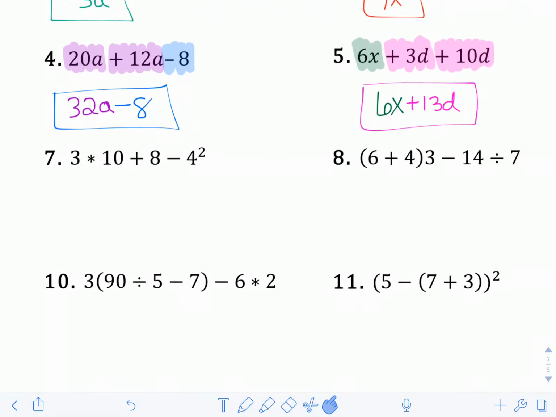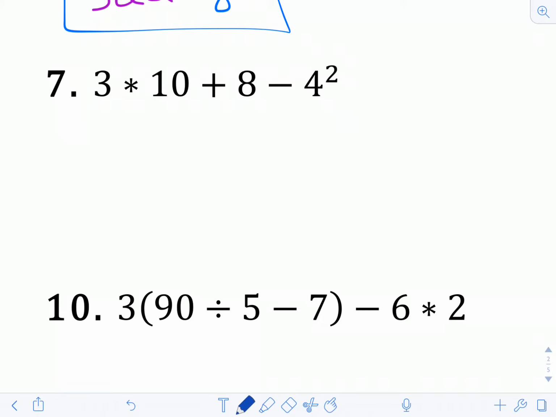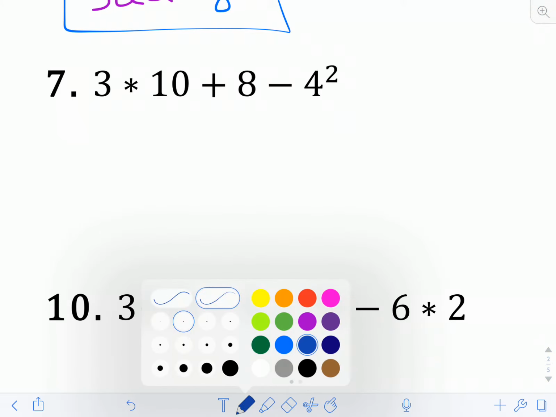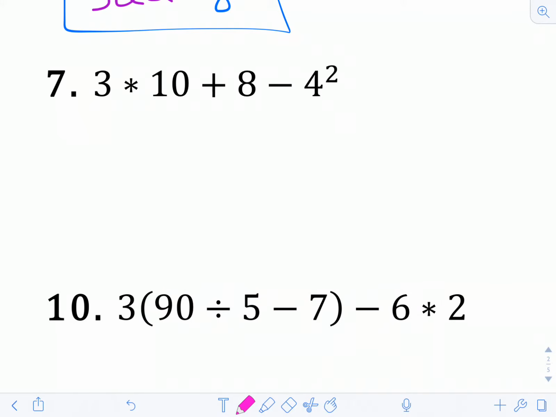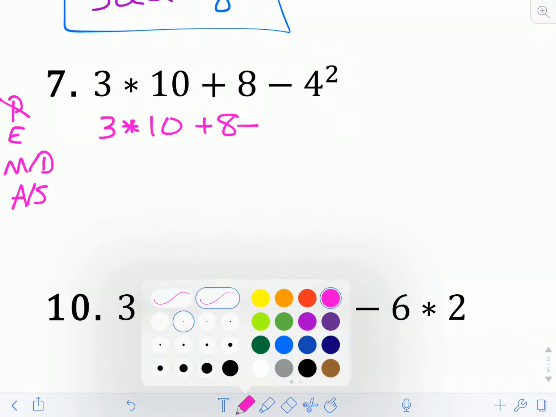Okay. Now we are going to do PEMDAS. So for PEMDAS, we just follow the rules of PEMDAS. Parentheses, exponents, multiplication, division from left to right, addition and subtraction from left to right. So first I'm going to look, do I have any parentheses? Nope, so I'm done with that. Do we have any exponents? Yes, we do. So what I'm going to do is just copy everything else down like I see it. And then I'm going to do this 4 squared.